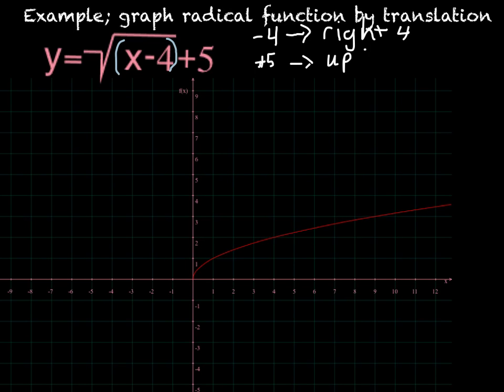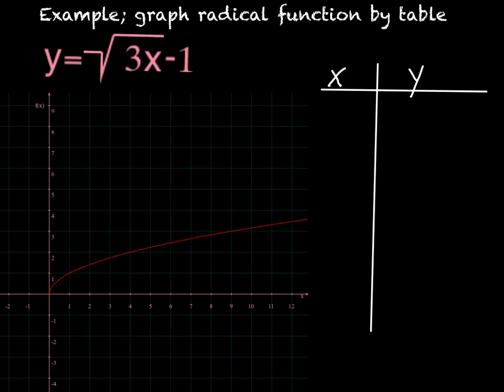So I'm going to look at my parent function, 0, 0, 1, 1, 4, 2, sorry, and 9, 3. And then we're going to go right 4 and up 5. About like that. Then you draw your line. And that would be your final answer.